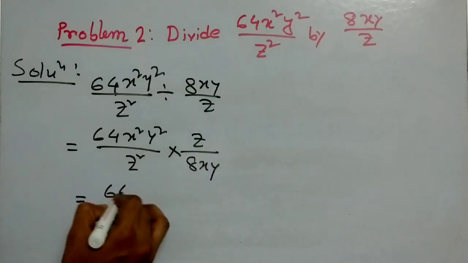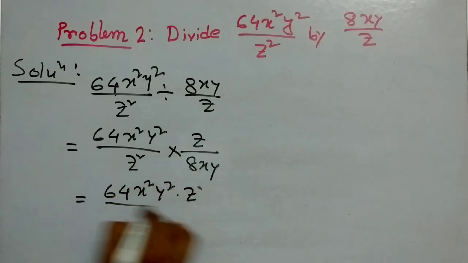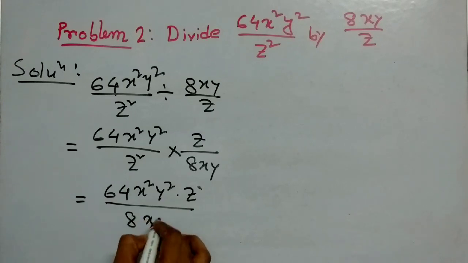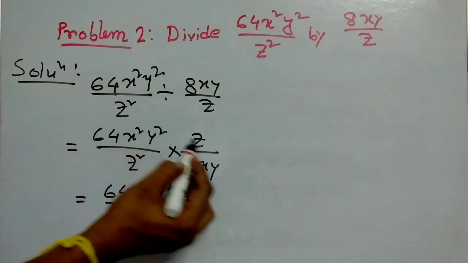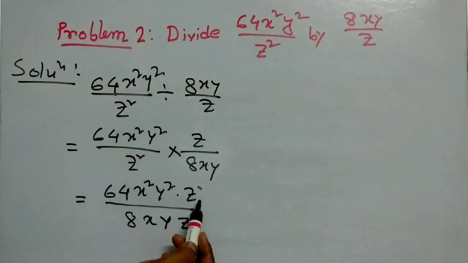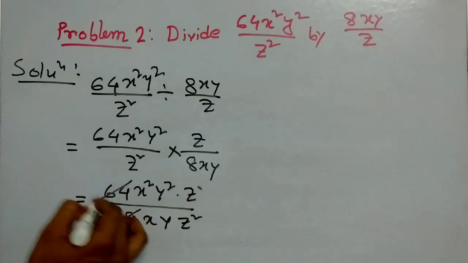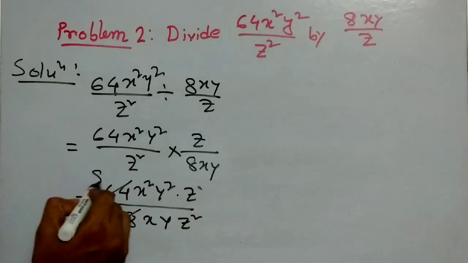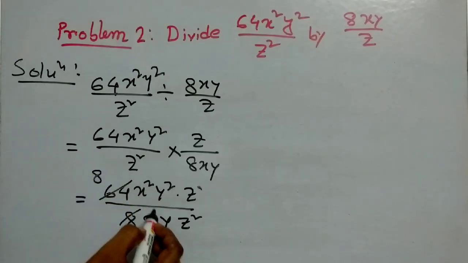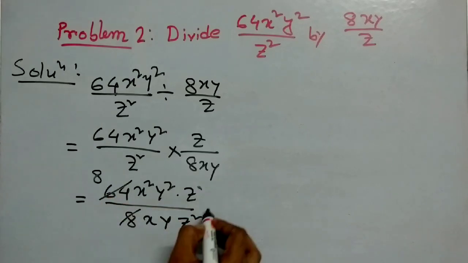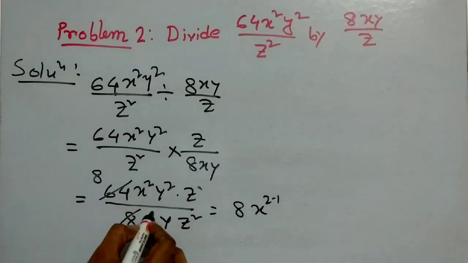So this is equal to 64 x square y square into z divided by 8xy z square. So in the numerator it is 64 x square y square z, and in the denominator it is 8xy z square. Okay, now 64 can be divided by 8. So 8 eights are 64, and this is x square, this is x. So we can write it 8 x to the power 2 minus 1, because it is 2 and it is 1.